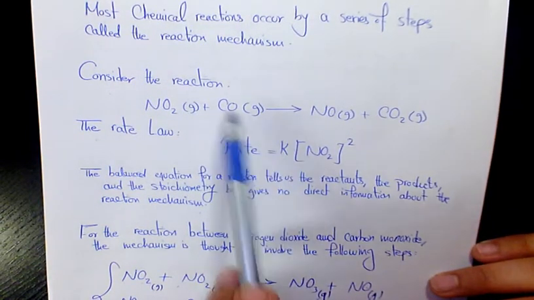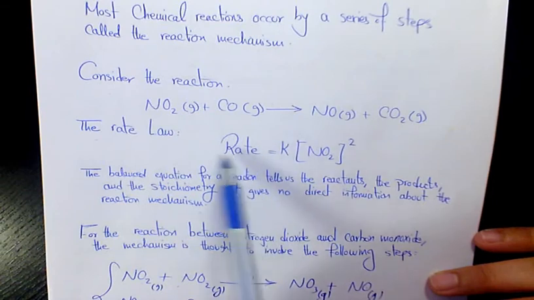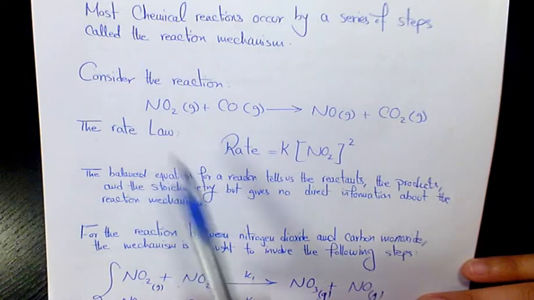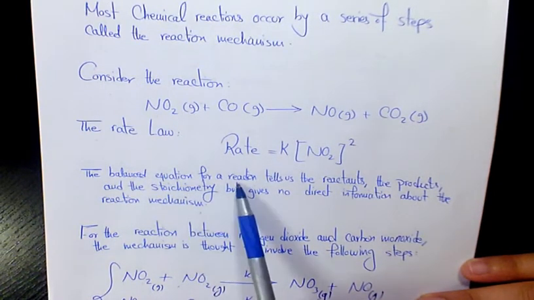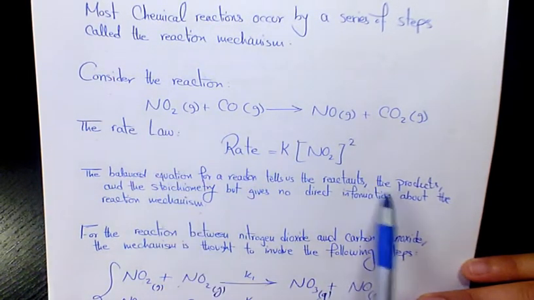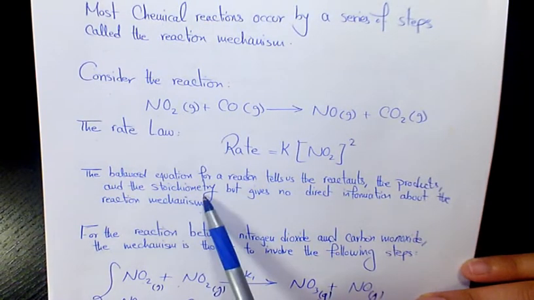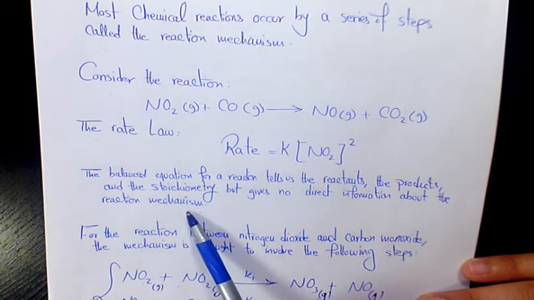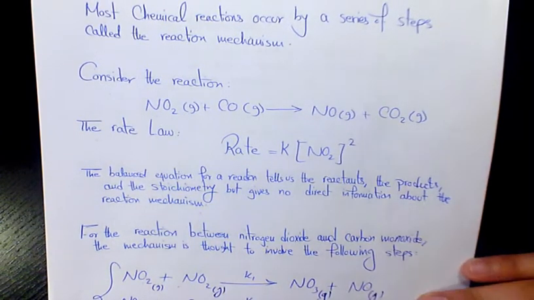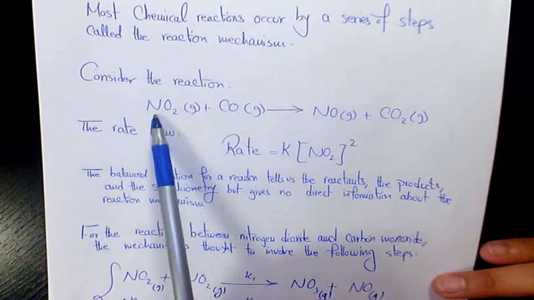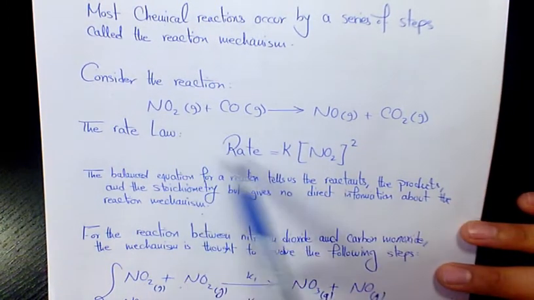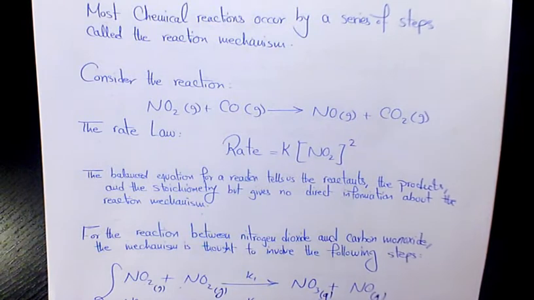If you compare these two, it looks like the rate law is complicated. Why? Because the balanced equation, as you see here, for a reaction tells us about the reactants, the products and the stoichiometry, but gives no direct information about the reaction mechanism. When you consider this balanced reaction, you know the reactants, the products, and the coefficient of each of them. But it doesn't give us any information about the rate law or reaction mechanism.